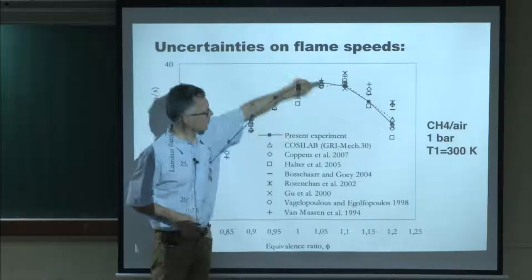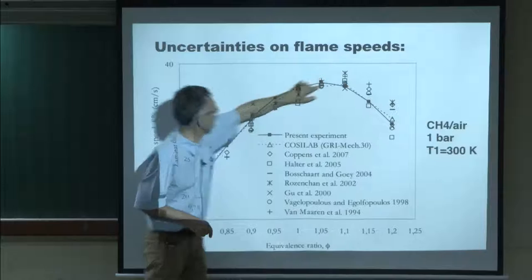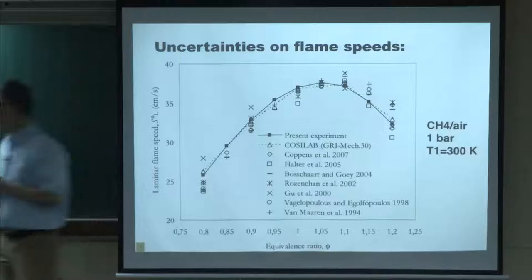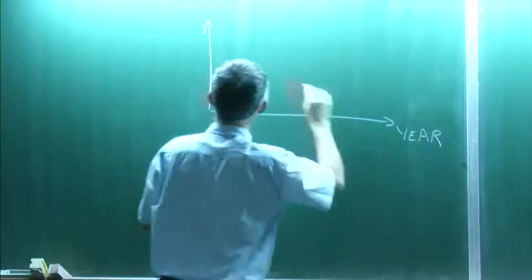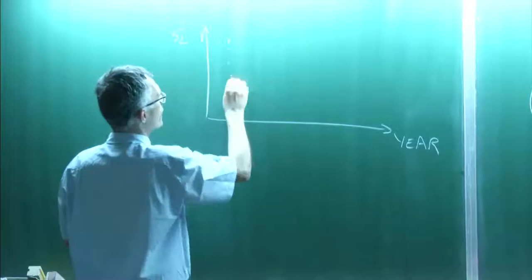At stoichiometry, which is the value that everyone is measuring, people start agreeing on the value which is 38 something, 37 something. But there is a curve that is produced by Fokion and Golfopoulos, where that's a new science where you put here the year, and here you put the flame speed for one case. And you see that when you plot the values of the different groups, you see this kind of behavior.